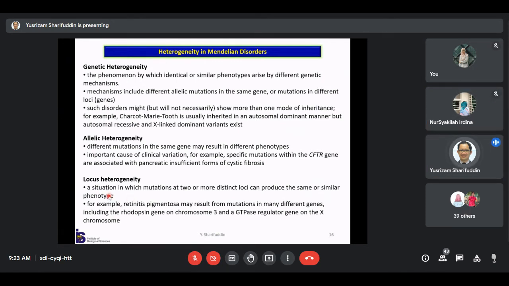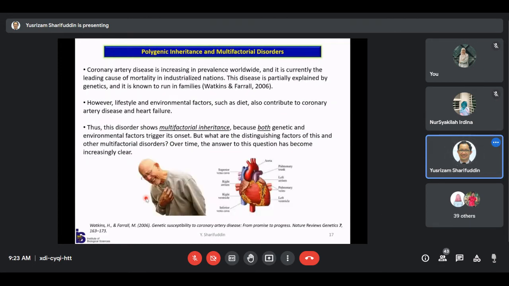But you look here. It suggests a situation in which mutation at two or more loci can produce the same or similar phenotype. So is this pleiotropy? No. Why is that? Okay, you must understand the difference between pleiotropy and polygenic. We touched on that during one of our lectures. Now, polygenic inheritance and multifactorial disorders.